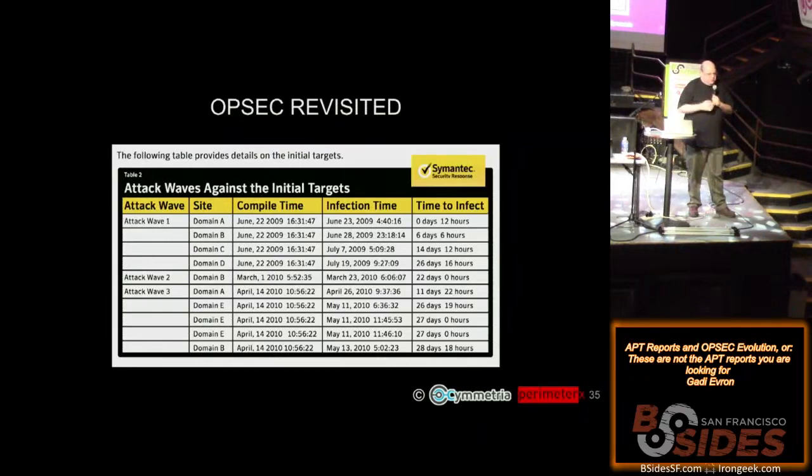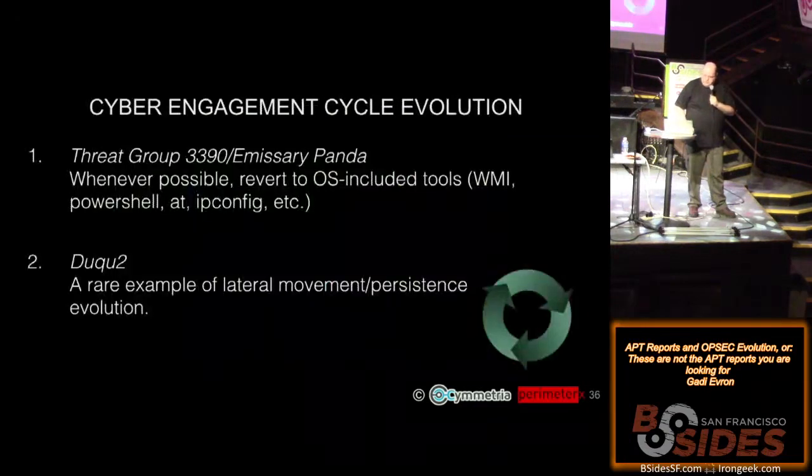And of course, at Dooku 2, everything was scrambled. So they do learn. Let's take an example. We call this a cyber engagement cycle evolution. Two examples: threat group Emissary Panda. They, like many other threat actors, revert to OS tools, for example WMI, PowerShell, AT. And that's pretty much what we're seeing as far as progress goes.